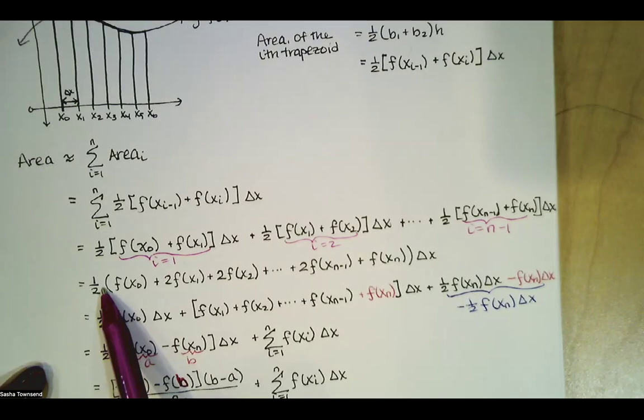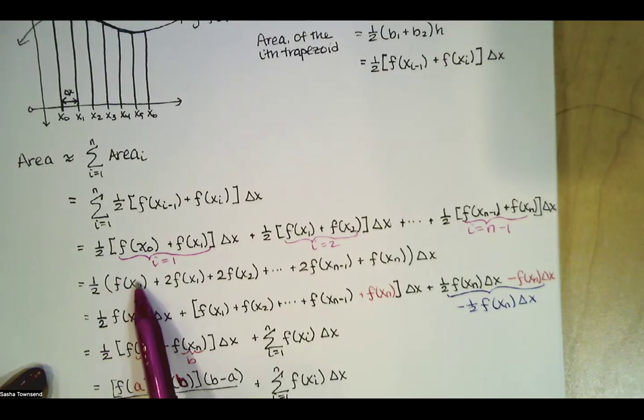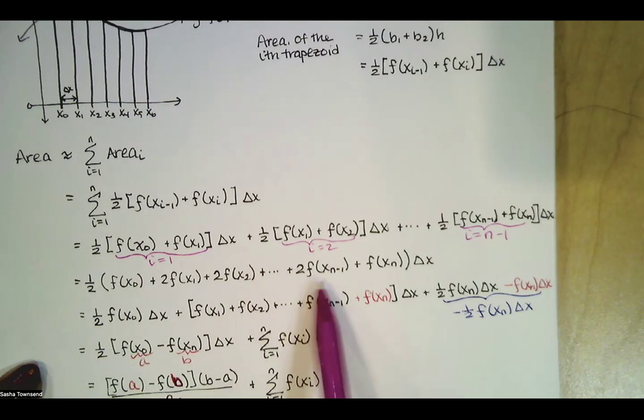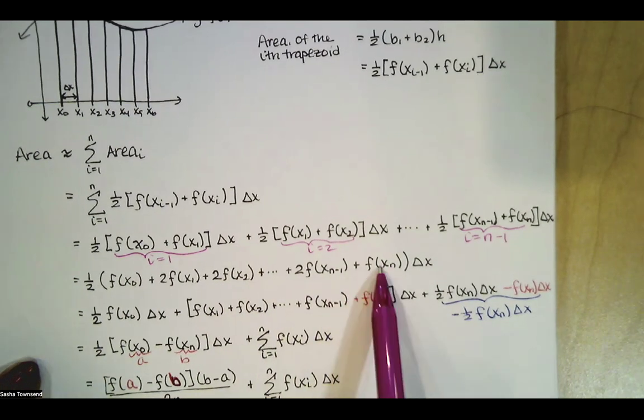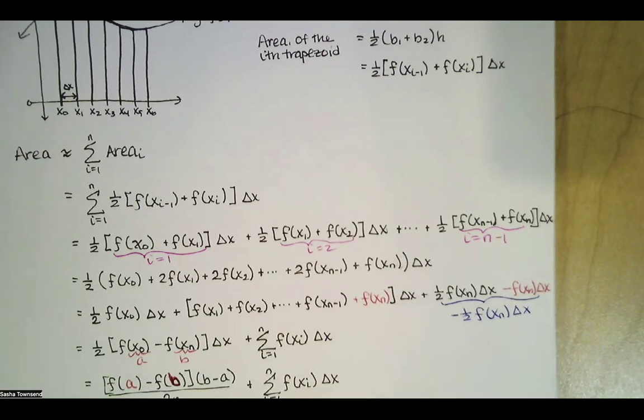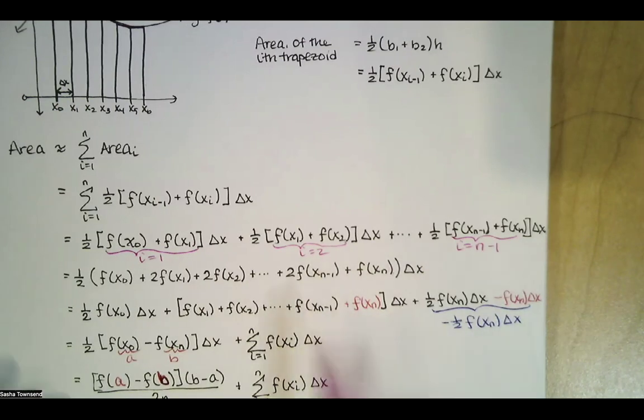So we end up with 1/2 times f at x naught, or f at a, plus 2 times the function at the next x value, plus 2 times the function at the x value after that, and so on. And then finally, we've got f at b times delta x. Now, if we want to, we can separate this a little bit so that we end up with something that looks like a Riemann sum.